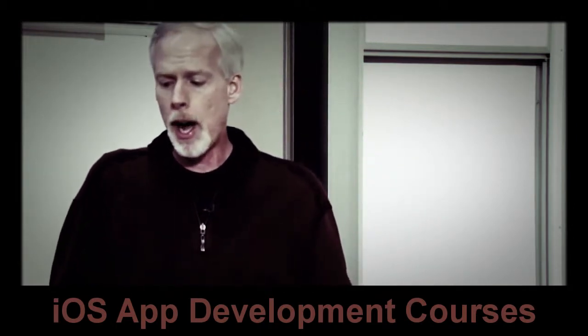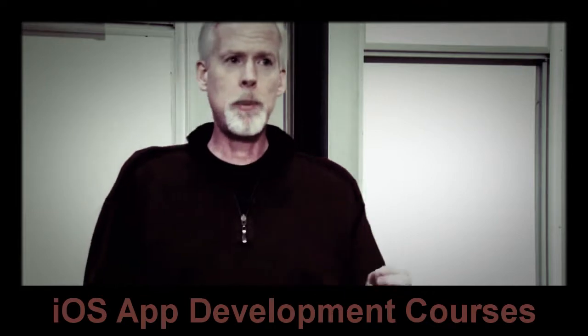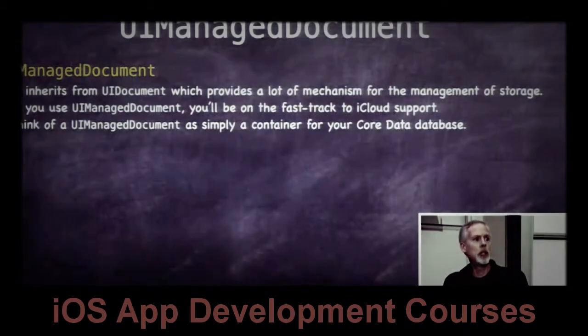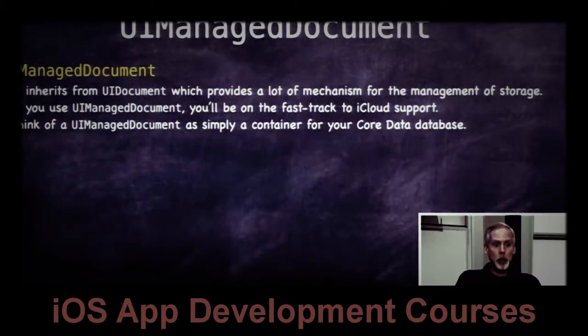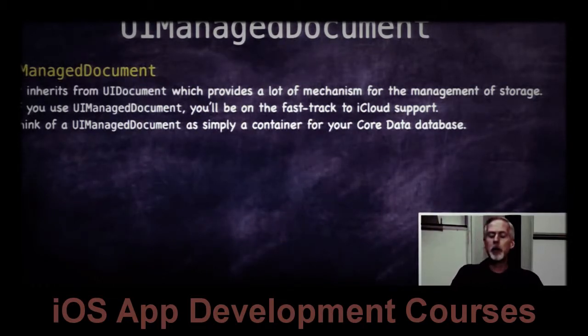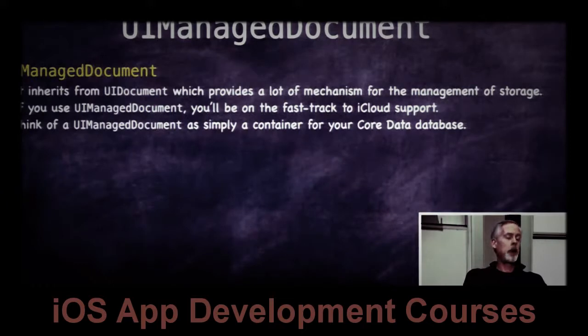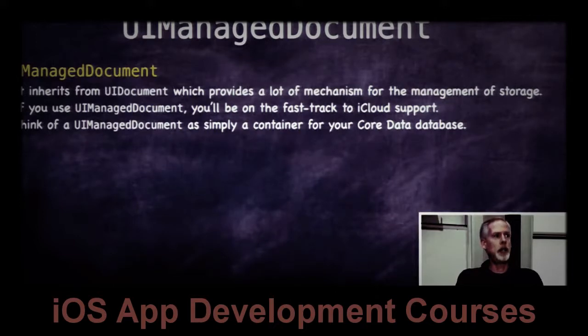So let's talk about UIManagedDocument and how that works. It inherits from a class called UIDocument. UIDocument is a whole bunch of mechanism for managing some storage. Okay, UIManagedDocument puts a Core Data database in some storage. So you're managing the storage of your Core Data database. So you can think of UIManagedDocument as just like a thing that contains your Core Data database for you. And all you ever really do is open or create a UIManagedDocument, and then grab its managed object context, and then use it to do your database. That's it. Okay? So that's what we're going to talk about, how to open or create a UIManagedDocument and then get its managed object context.